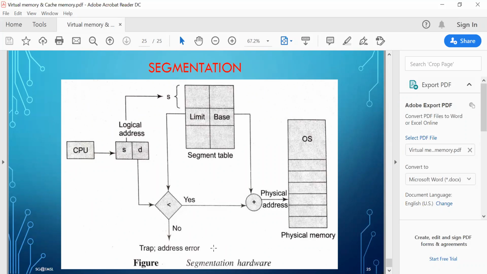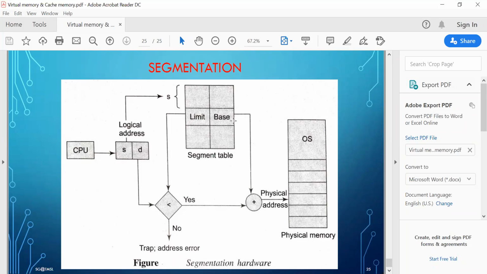For simplicity of implementation, segments are referred to by a segment number rather than by a segment name, and thus a logical address is generated which has two fields: one is the segment number and another is the offset or the displacement. The mapping of logical address to corresponding physical address is done by the segment table. Each entry of the segment table has a segment base and a segment limit.